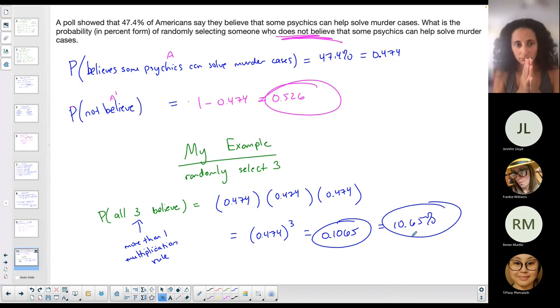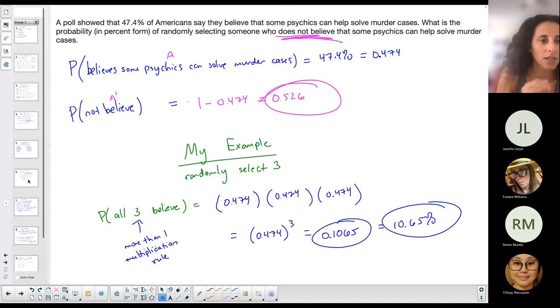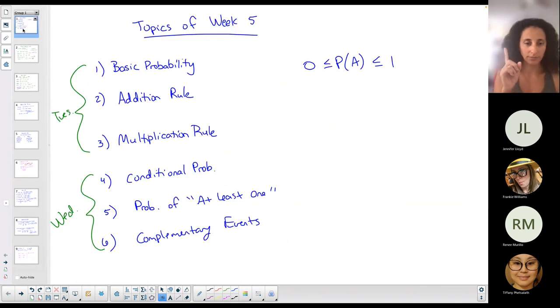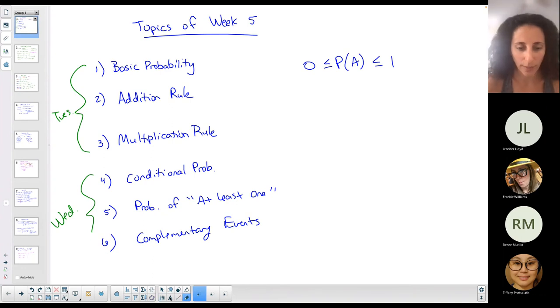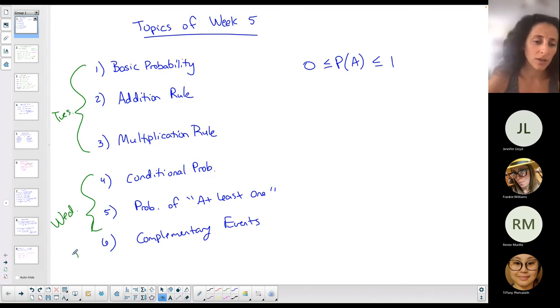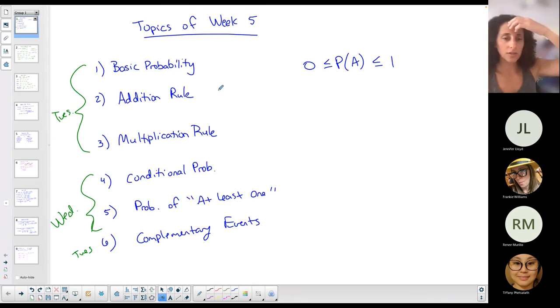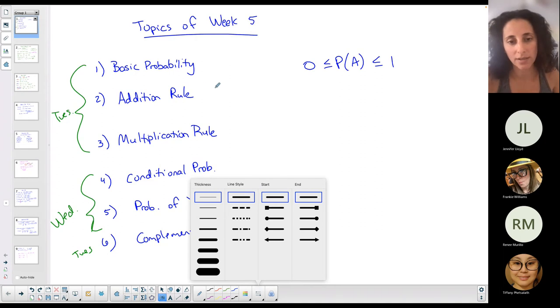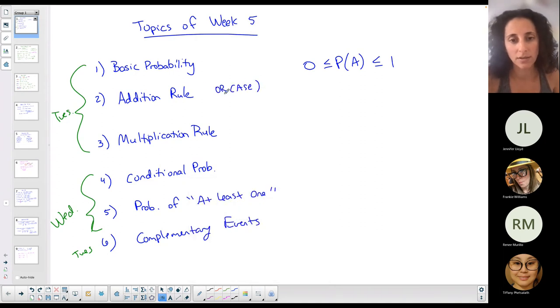I will stop there because I gave you a lot, right? And recapping. I actually did this today. I touched on complementary events today. I told you I might, and I did. So this was Wednesday. Tomorrow I'll talk about this. Today I did this. So we talked about complementary events. Obviously, we did some basic probability calculations. We talked about the addition rule, and now I can say the OR case. And then the multiplication rule, selecting more than one.